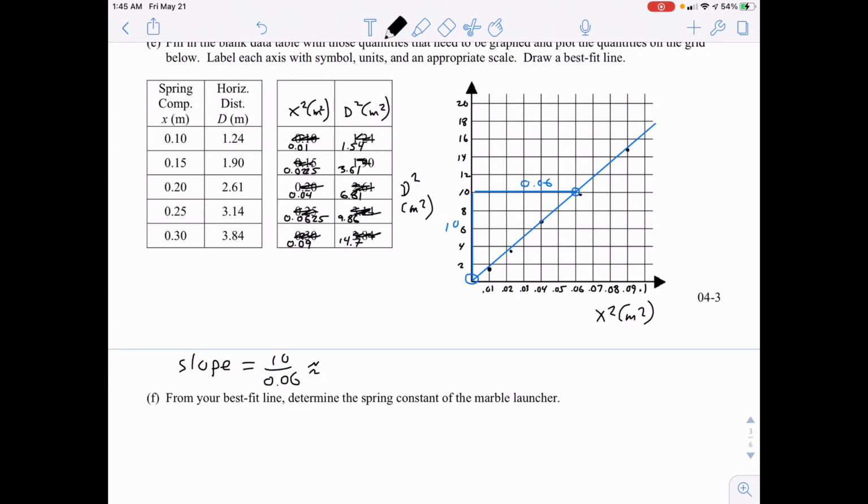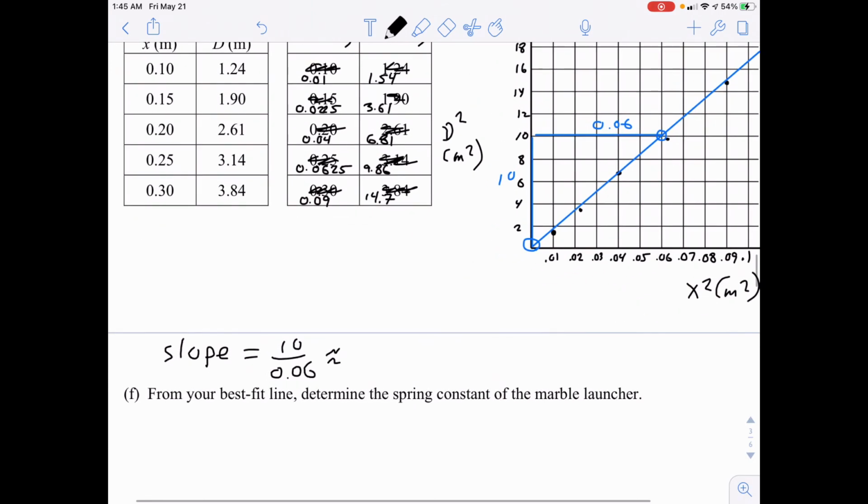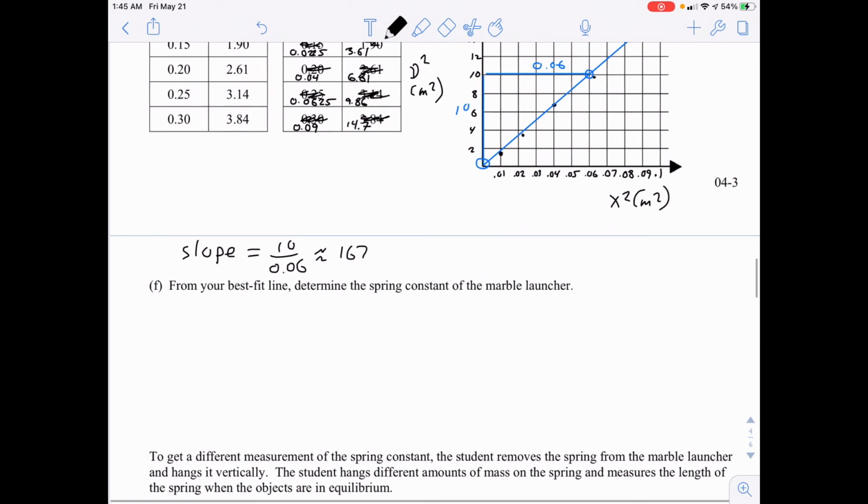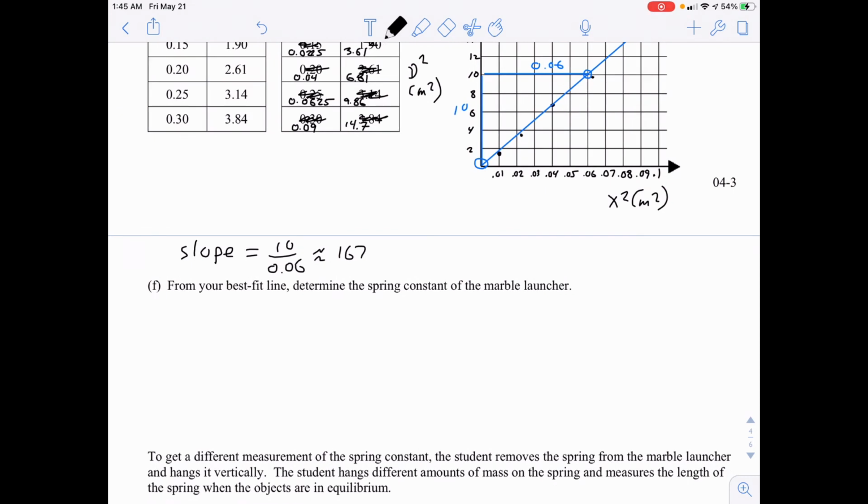And 10 over 0.06 roughly approximates to about 167 newtons. Now we'll get into what the actual value of this is in a minute. But from this, what are we going to do to actually get K? How do we determine K, the spring constant? That's what we're looking for from the slope.